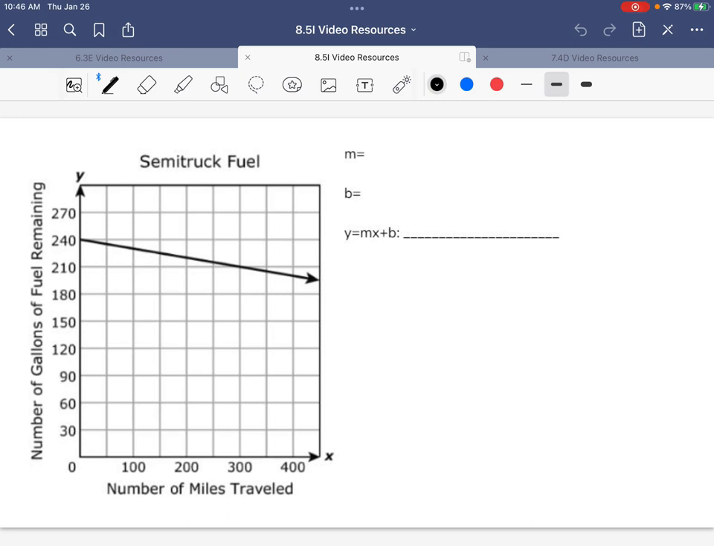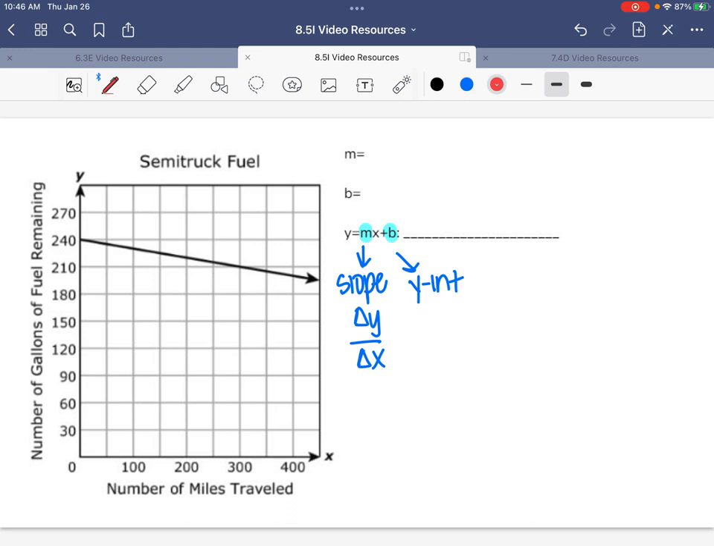In order to write our equation, we need to find what our slope is, which is m, and what our b is, which is our y-intercept. So slope, remember, is the change in y compared to the change in x. And our b, our y-intercept, is where that crosses the y-axis. So that's going to be the easiest thing to find on our graph right now.